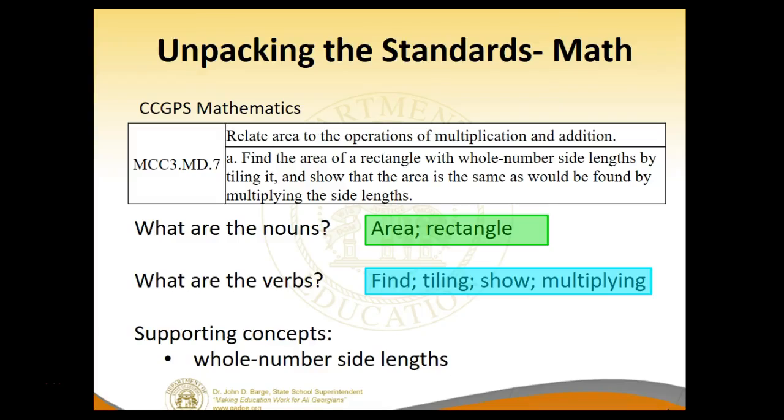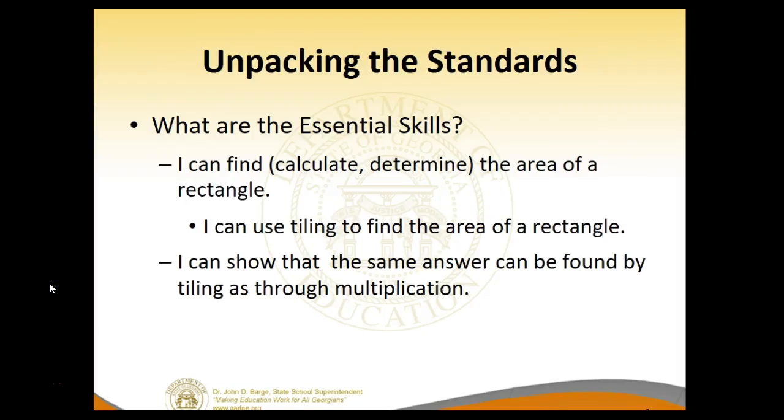Then underneath, I like this part here, what I do with the verbs is I underline them. So I circle the nouns, underline the verbs, and so they have to find, they have to tile, they have to show, and they have to multiply. Those are the directions, those are the action steps that you have to take. And underneath, the state talks about the supporting concept, whole number side lengths. That's something that's there, okay?